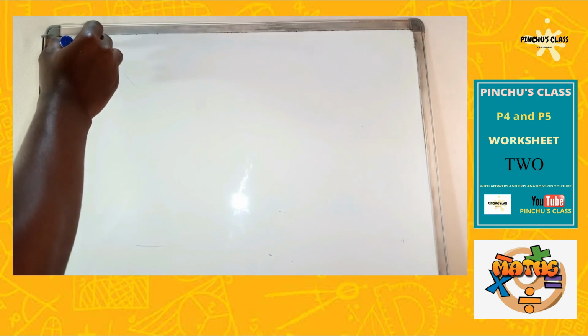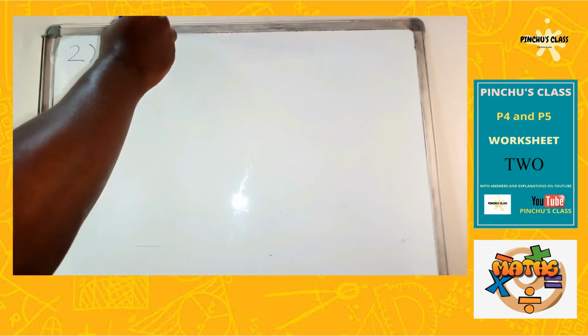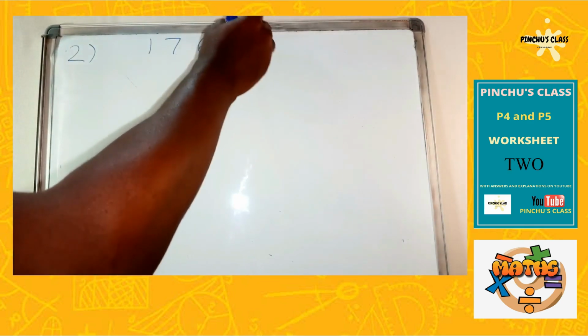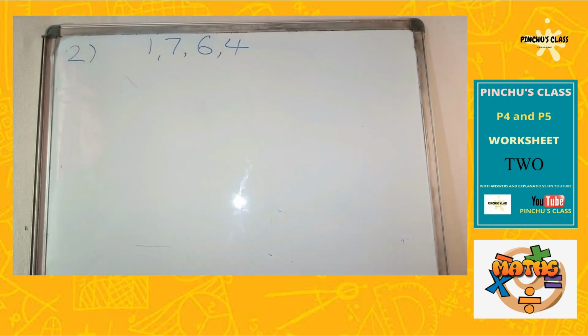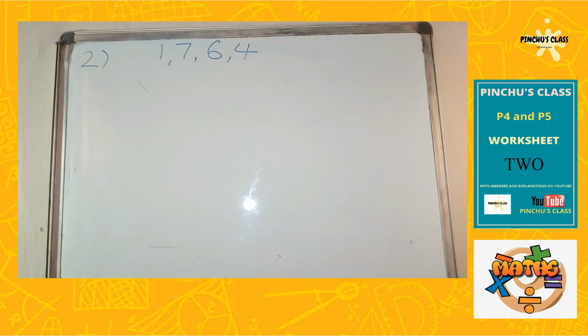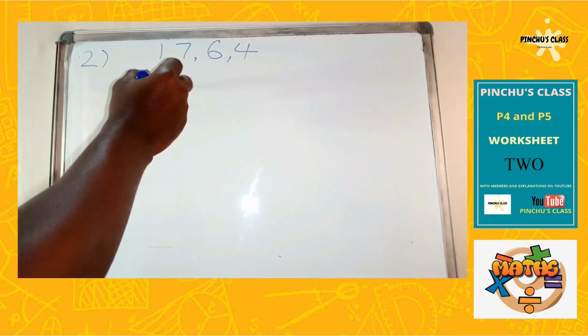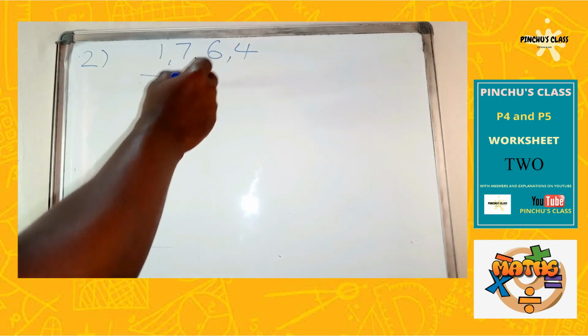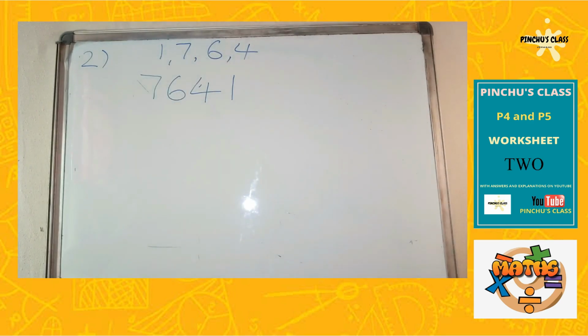Number 2, we have those digits 1, 7, 6, and 4. And then they have told us, the first part, 2A, to form the largest number using the above digits. So we are going to arrange the numbers from the biggest to the smallest. So we have 7, 6, 4, and then 1. So we have formed the largest number using the above digits.